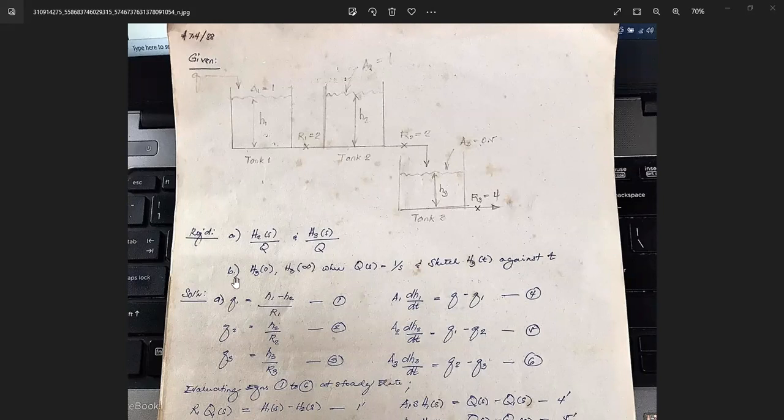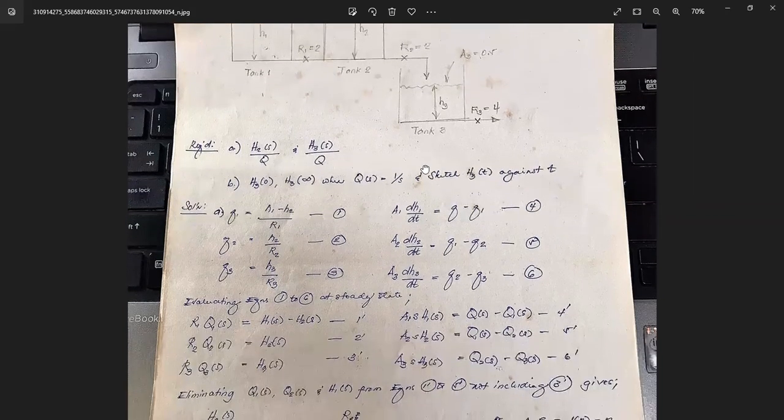Letter B, this is how you write it: H3 of 0 and H3 of infinity, where Q of S is the Laplace transform of a unit step function, which is 1 over S. You're required to sketch the response of the level of tank 3 against time. So you're going to set up your equations here. I have started from top to bottom.